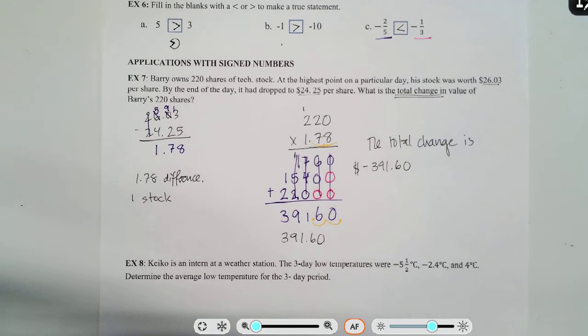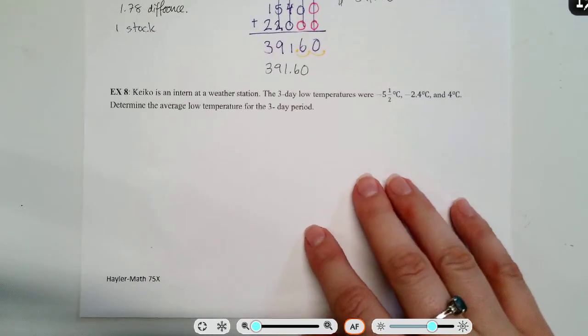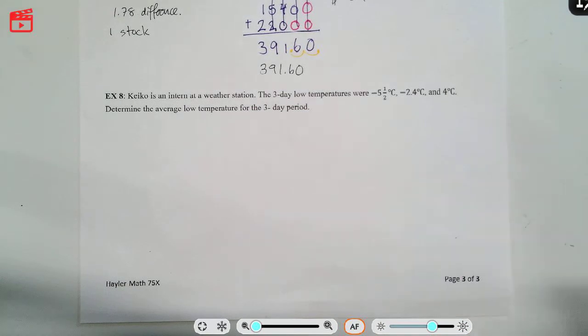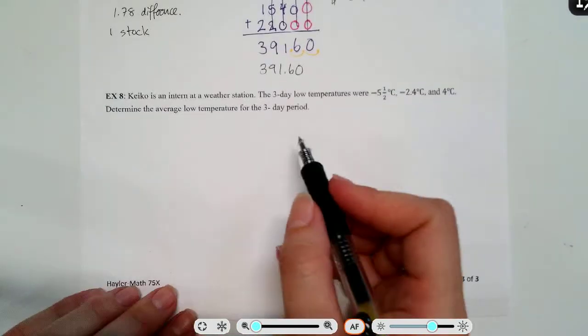All right, so let's look at problem 8. Keiko is an intern at a weather station. The 3-day low temperatures were negative 5.5 degrees Celsius, negative 2.4 degrees Celsius, and 4 degrees Celsius. Determine the average low temperature for the 3-day period.